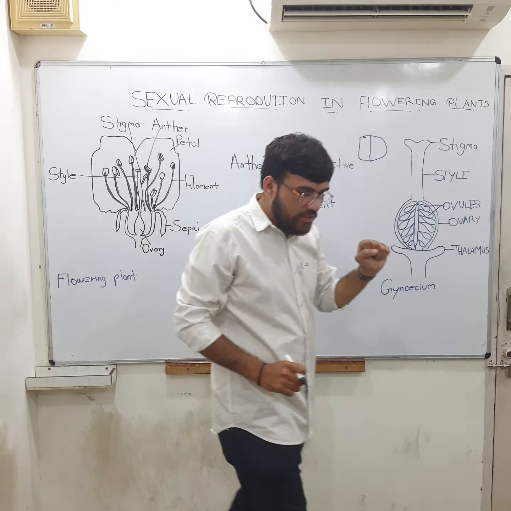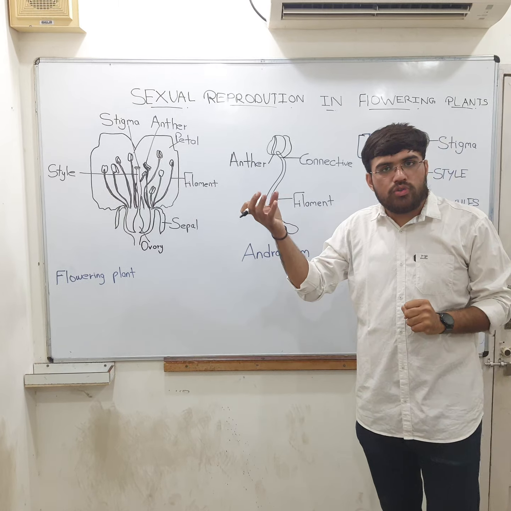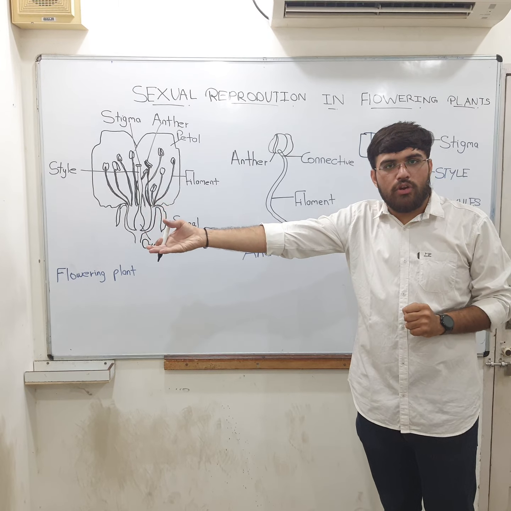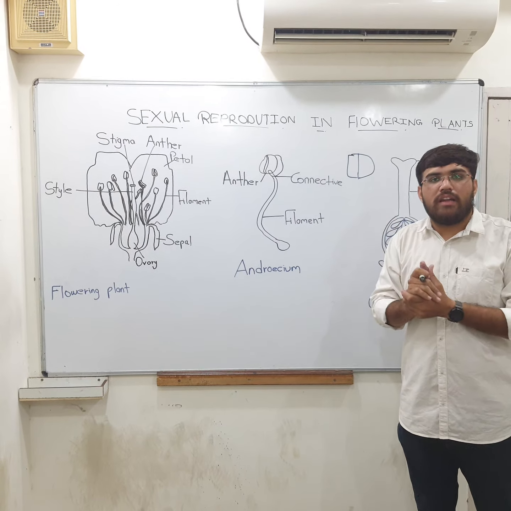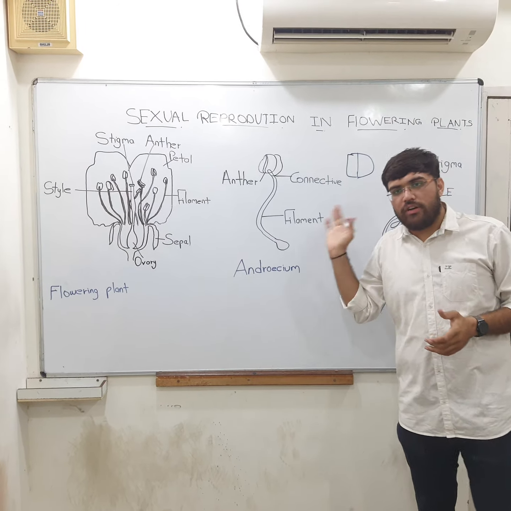After fertilization, the zygote undergoes division and forms the embryo. The other parts wither away and the fruit is produced. So this is what we covered in this lecture.